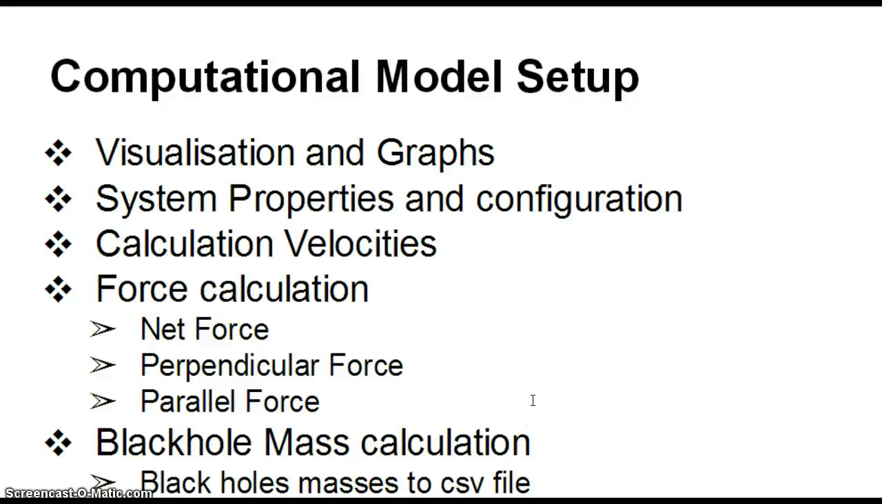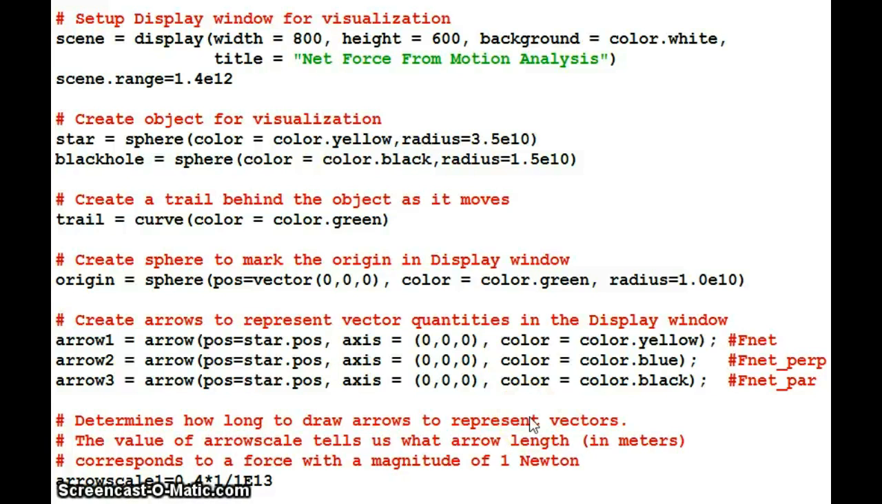We will now look at how the physics is modeled in VPython. The VPython program has the following broad sections described in this slide. The visualization of the motion of the star around the black hole is configured as in the Python script. The star is the yellow circle and the black hole a black circle. The origin is marked in green.